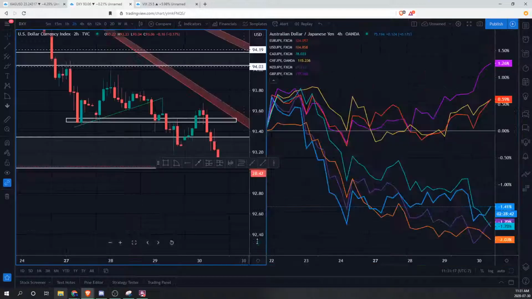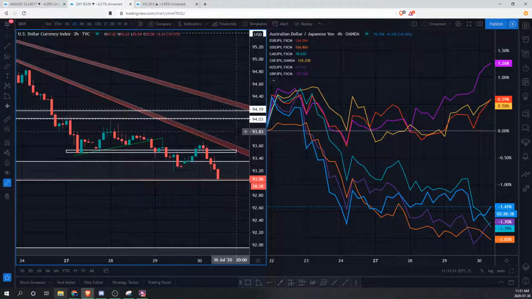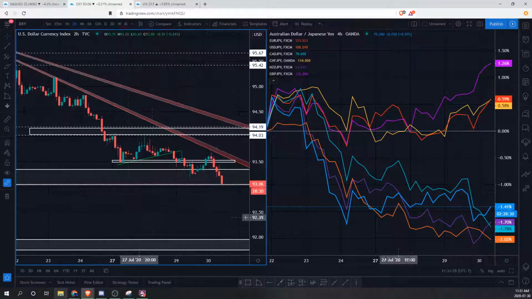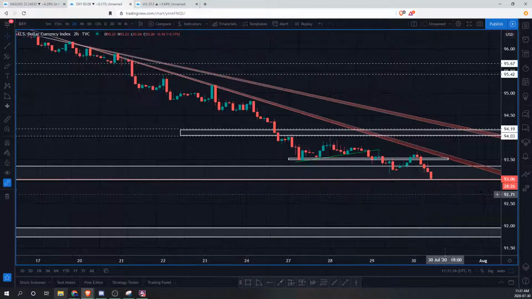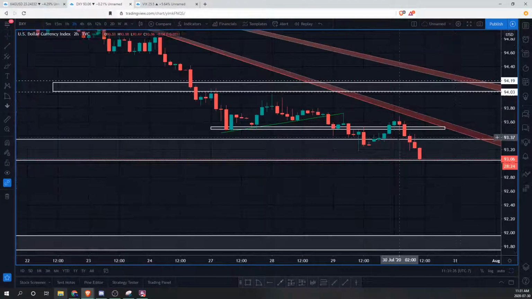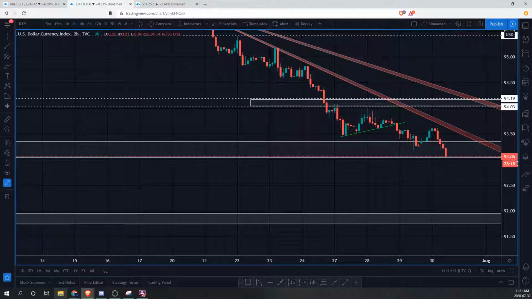Quick look at the currencies here. This is going to be the US dollar index, or DXY. Quick look at the questions here. All right, so let's look at DXY first. This is the US dollar currency index. Making a lower low. Wow. So yeah, it's still plummeting. I'm looking at that 93 zone as the last level of support.